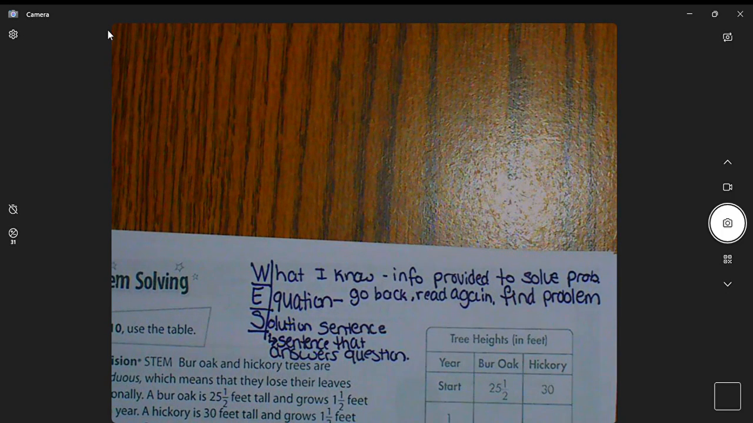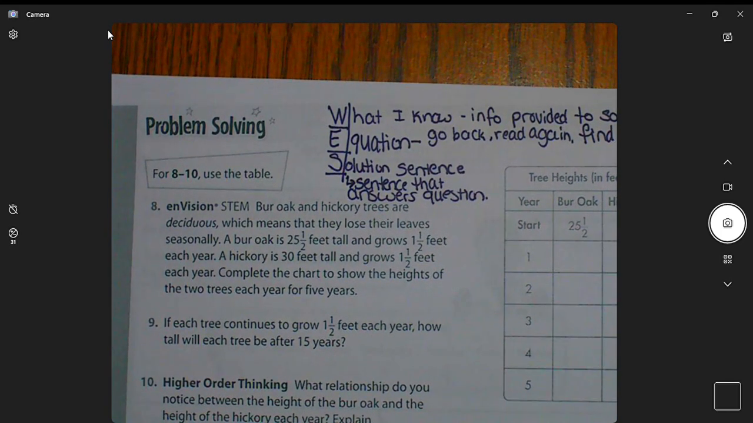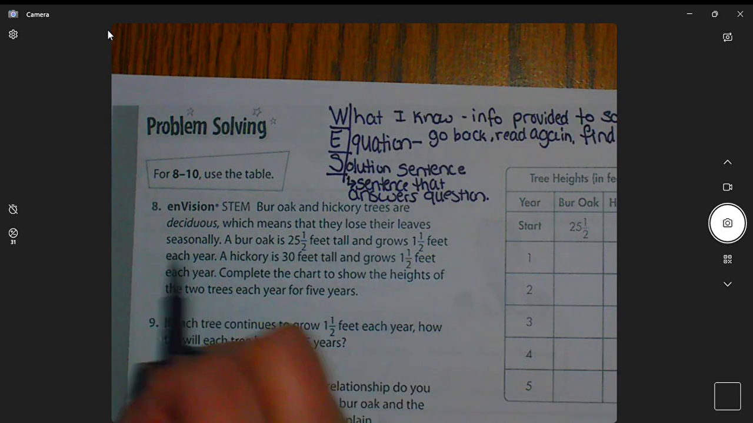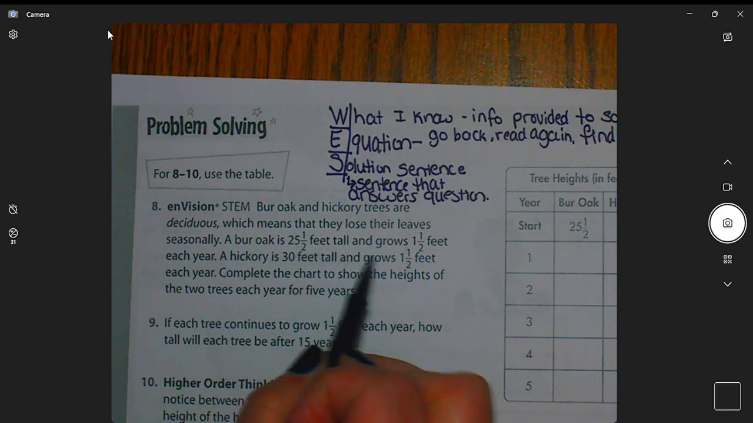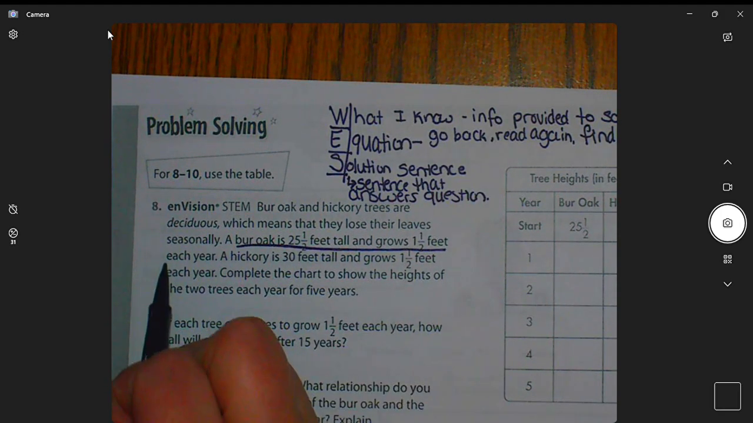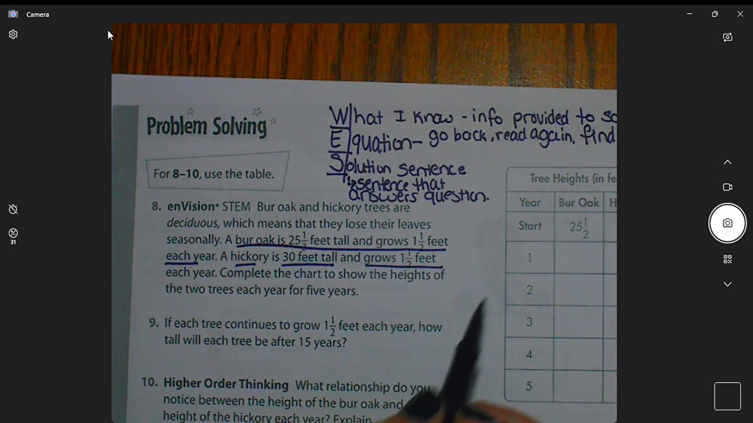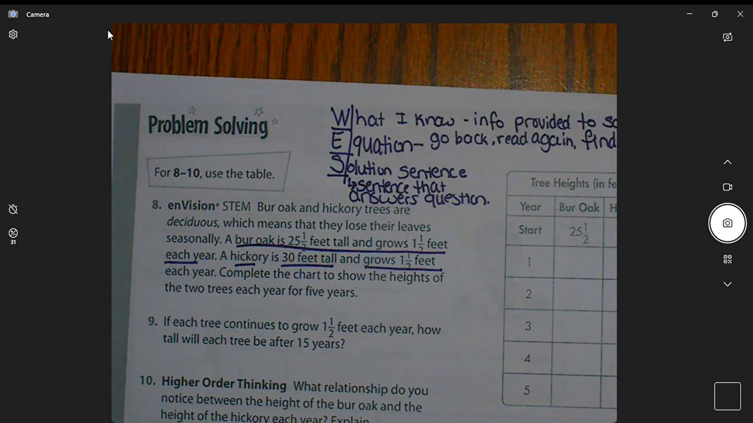So now that we know WES, let's look at numbers 8, 9, and 10. Bur oak and hickory trees are deciduous, which means that they lose their leaves seasonally. A bur oak is 25.5 feet tall and grows 1.5 feet each year. A hickory is 30 feet tall and grows 1.5 feet each year. Complete the chart to show the heights of the two trees each year for 5 years.